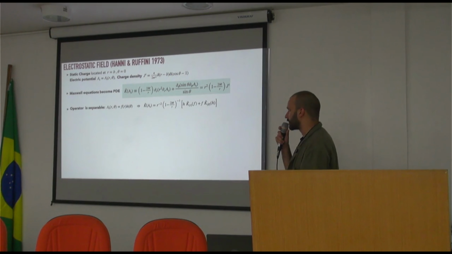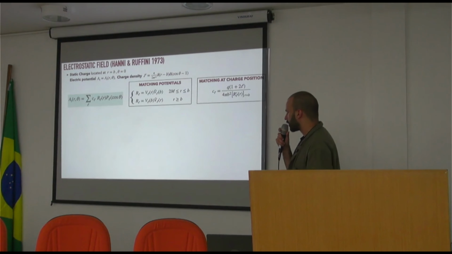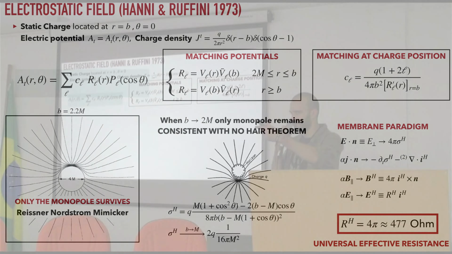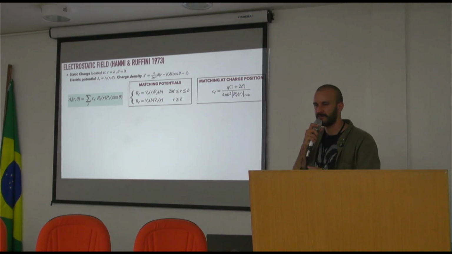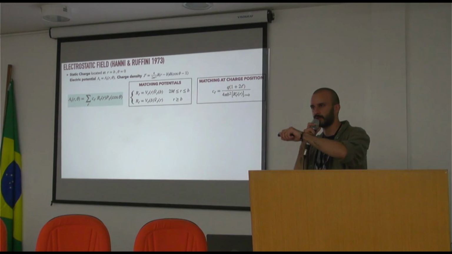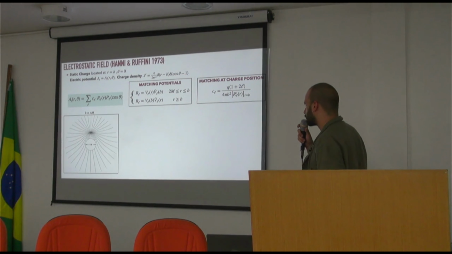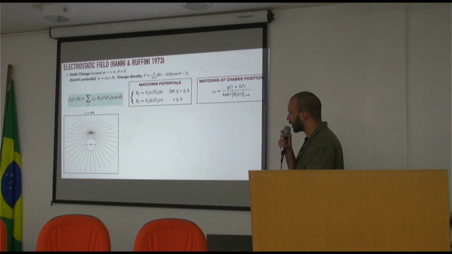The differential operator can be separated. The separation leads to angular harmonics, which are, in the electric case, Legendre polynomials, and radial harmonics, which are some hypergeometric functions. Doesn't really matter. But the game to play is exactly the same. Even in this case, we have to match the inner solution and the outer solution at the position of the charge. And what we obtain is some configuration like this. So here we have our charge, and here we have our black hole. In this case, the charge is placed at 4m.